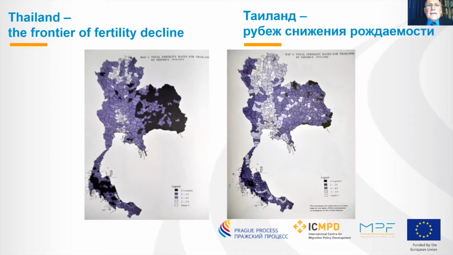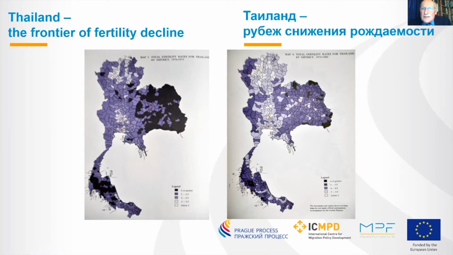The dark areas are areas of high fertility, and these are differences between the early 1970s and the late 1970s. So a very rapid transformation in Thailand, with these areas of high fertility going to the margins of Thailand. And of course, that's continued to this day.